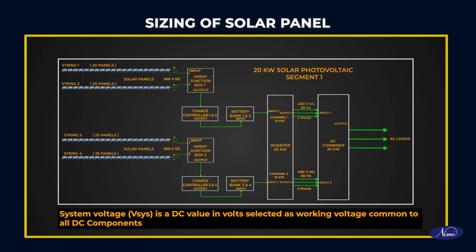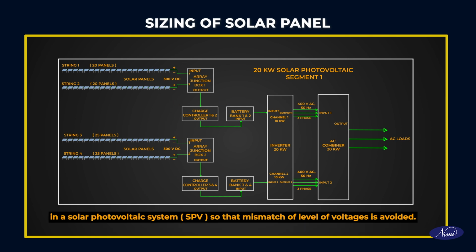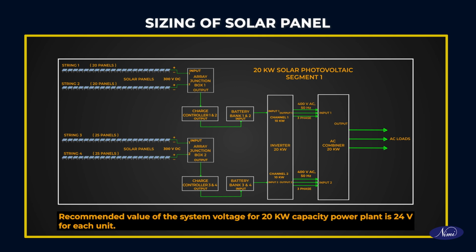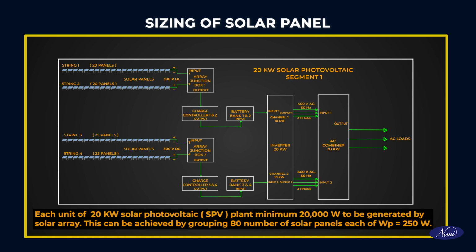System voltage is a DC value in volts selected as the working voltage common to all DC components in a solar photovoltaic system, so that mismatch of voltage levels is avoided. The recommended system voltage for a 20 kilowatt capacity power plant is 24 volts for each unit. For each unit of 20 kilowatt solar photovoltaic plant, a minimum of 20,000 watts is to be generated by the solar array.